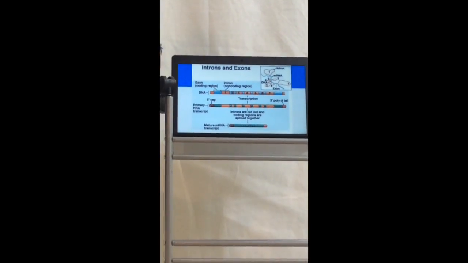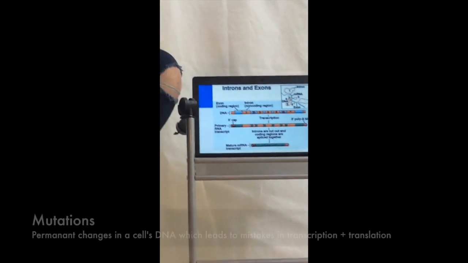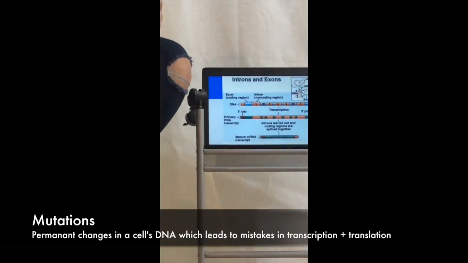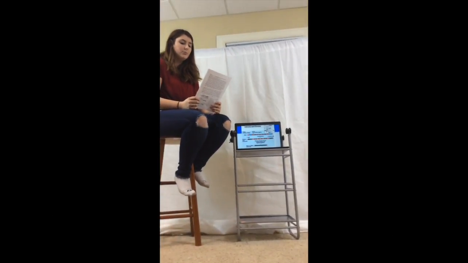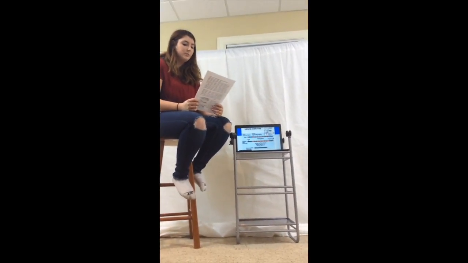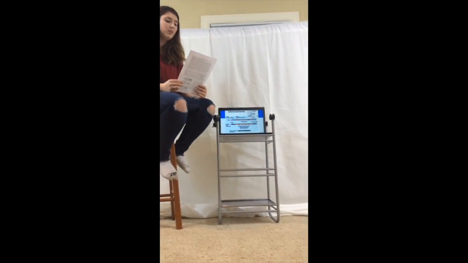Mutations are permanent changes in a cell's DNA, which lead to mistakes in the translation and transcription processes in protein synthesis. A possible mutation that can occur is a point mutation, which is a change in a single base pair of DNA. A change in a single base can change a protein's whole structure, since amino acids affect the shape of a protein.